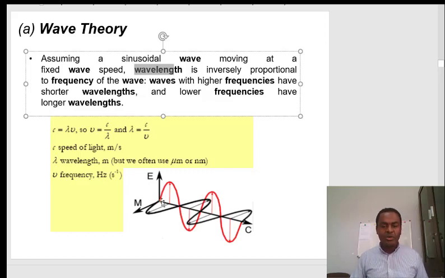Okay, electromagnetic energy is composed of electrical energy and magnetic energy. Both electrical and magnetic energy are oriented at 90 degrees and propagate in a sinusoidal fashion with a speed of light c. This is c. So this is generally what wave theory says.